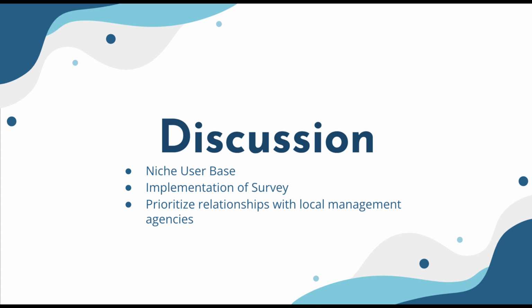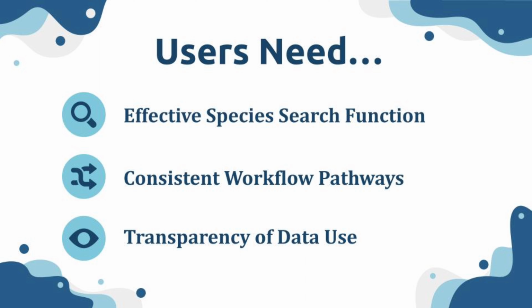Our biggest challenge throughout this research process was finding the target user group to participate in our testing. The target users of the website are biologists and professionals. We struggled to reach out to this population and have them participate in our research, especially for the usability testing. We also weren't able to implement the survey, which could have been a good source of data. In conclusion of our research and findings, what users need from the GLANSIS website is an effective species search function, a consistent workflow pathway, and transparency of data usage.